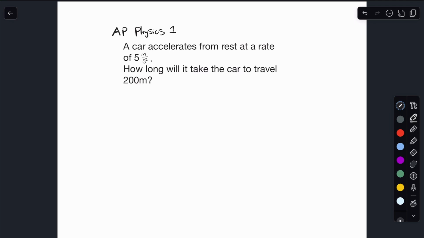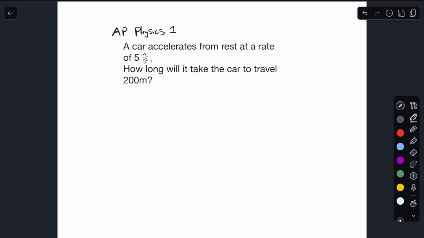This is going to be a general walkthrough of how I'm going to solve an AP Physics 1 problem. It's pretty basic, but it really gives you an idea of how you can implement some of the equations that you need to get the answer that the College Board is going to be looking for.